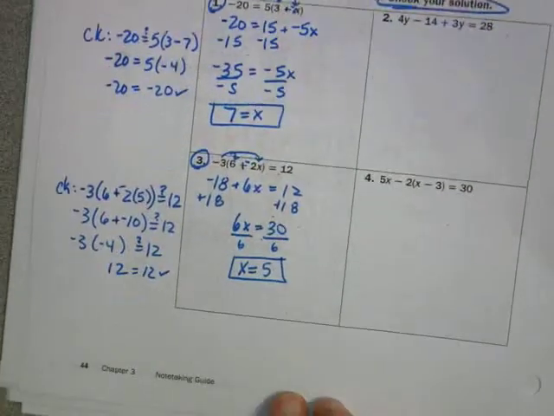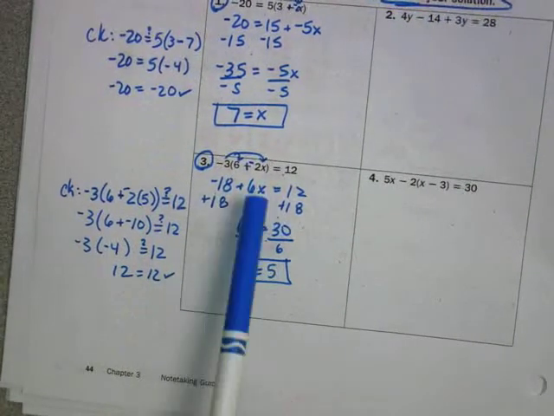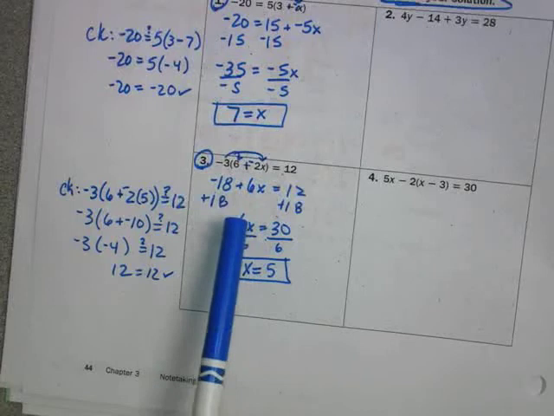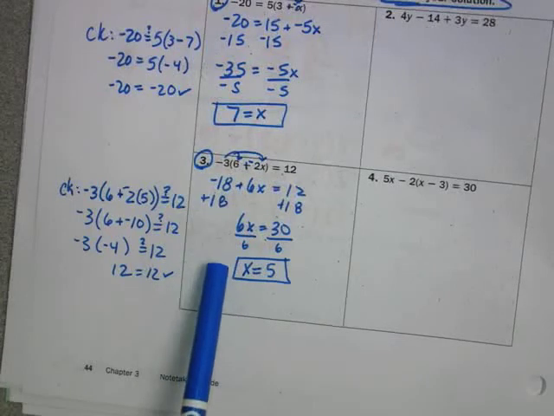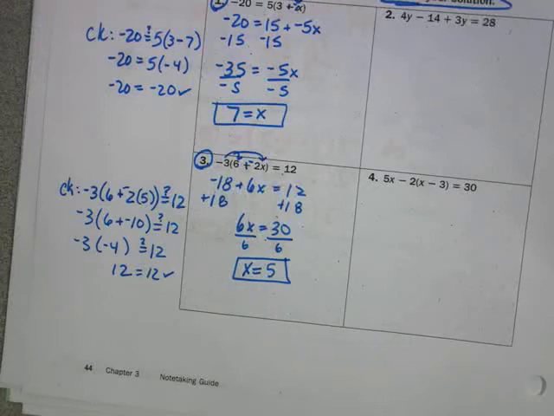You distributed again. I made that plus a negative, so I didn't make any mistakes. You distributed through, and you got x equals 5. All right, so if you have a question about that, make sure you see Mrs. Lyman. Okay, so now you're going to do number 2.